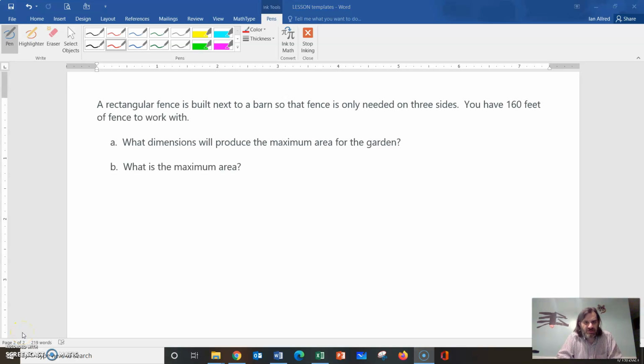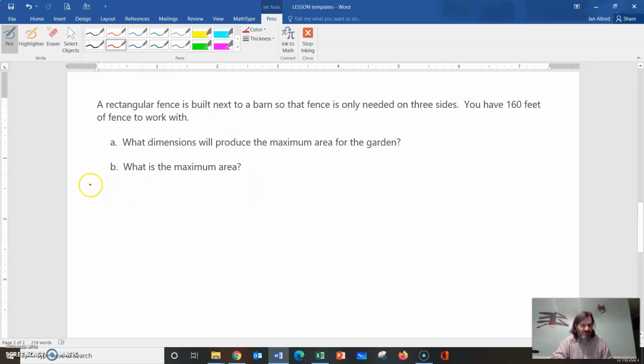Hey, we're working a quadratic word problem here. You may not know what's quadratic until after you read it and get working, but it says a rectangular fence is built next to a barn so that fence is only needed on 3 sides. So let me kind of get a little picture out of the way.